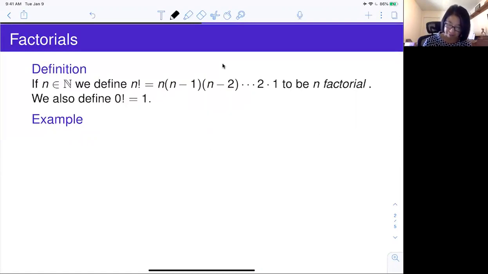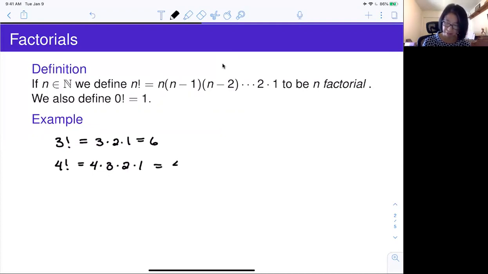Okay, so let's look at some examples. If we have 3 factorial, that's what we had on the last page. 3 times 2 times 1 is the number 6. 4 factorial is 4 times 3 times 2 times 1. We can also write it as 4 times 3 factorial. And so it's 4 times 6, which is 24.